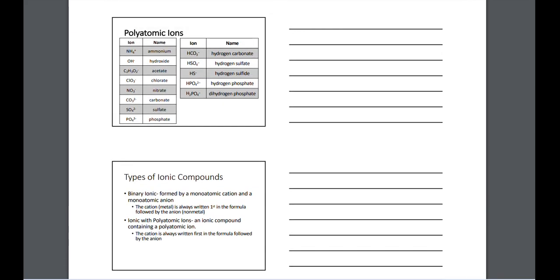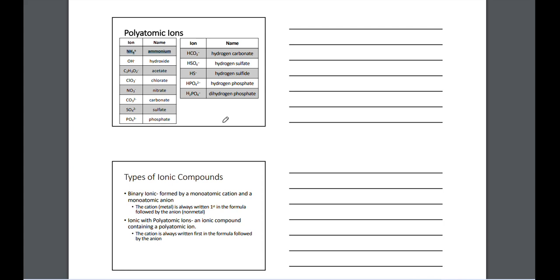Okay. The last type of ionic compounds could be ammonium with polyatomic ions. So ammonium, which is this one here, bonds with any of these polyatomic ions in this table to form an ionic compound. So ammonium hydroxide, for example. Ammonium hydroxide is considered an ionic compound.